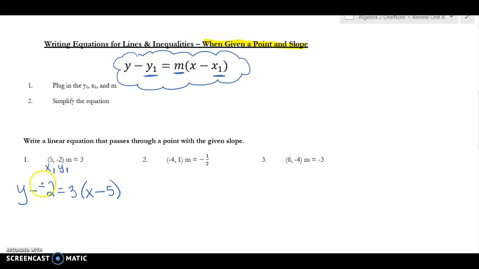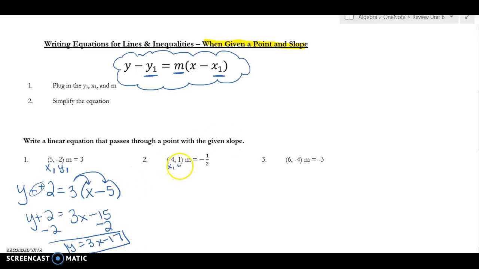From here, it's just a little distributing and combining or moving things around. So I get y plus 2 equals, I'm going to distribute here. So I get 3x minus 15. And to get rid of a plus 2, I minus 2. And so I get 3x minus 17.